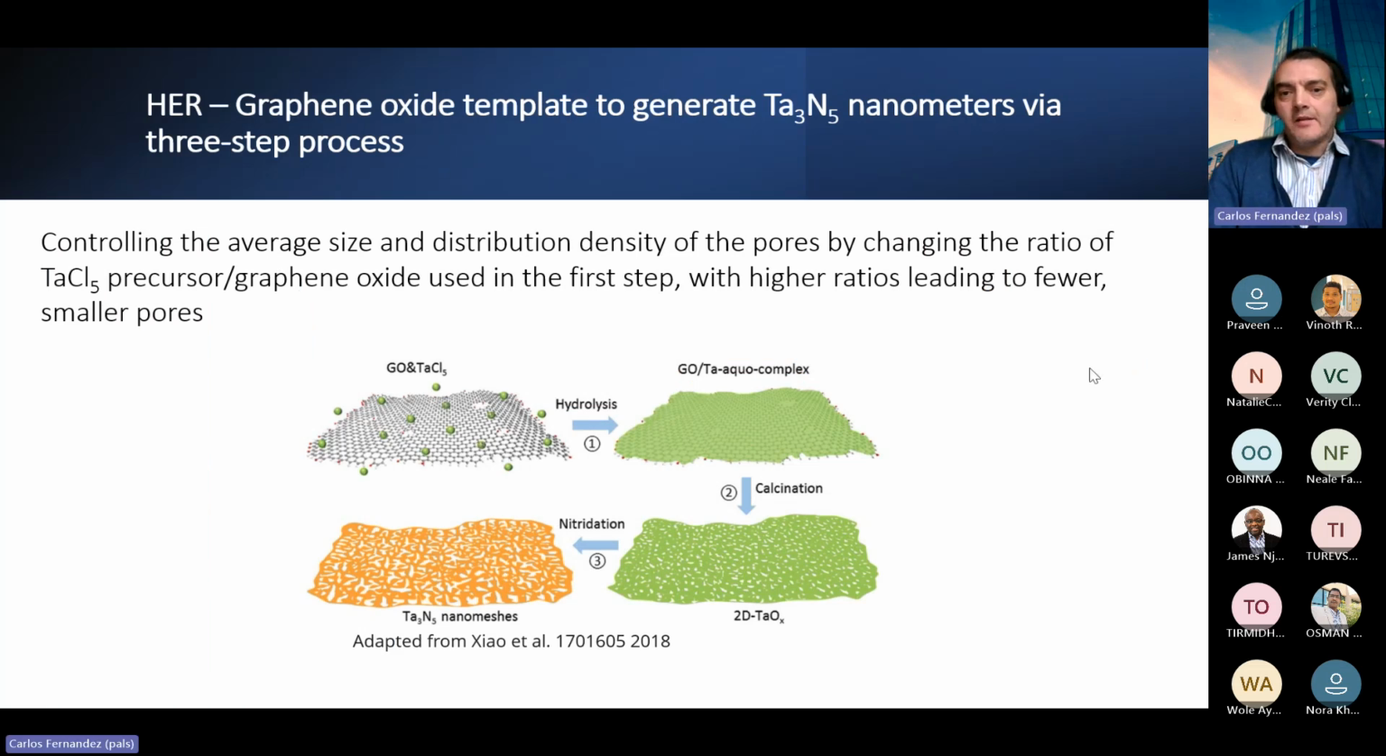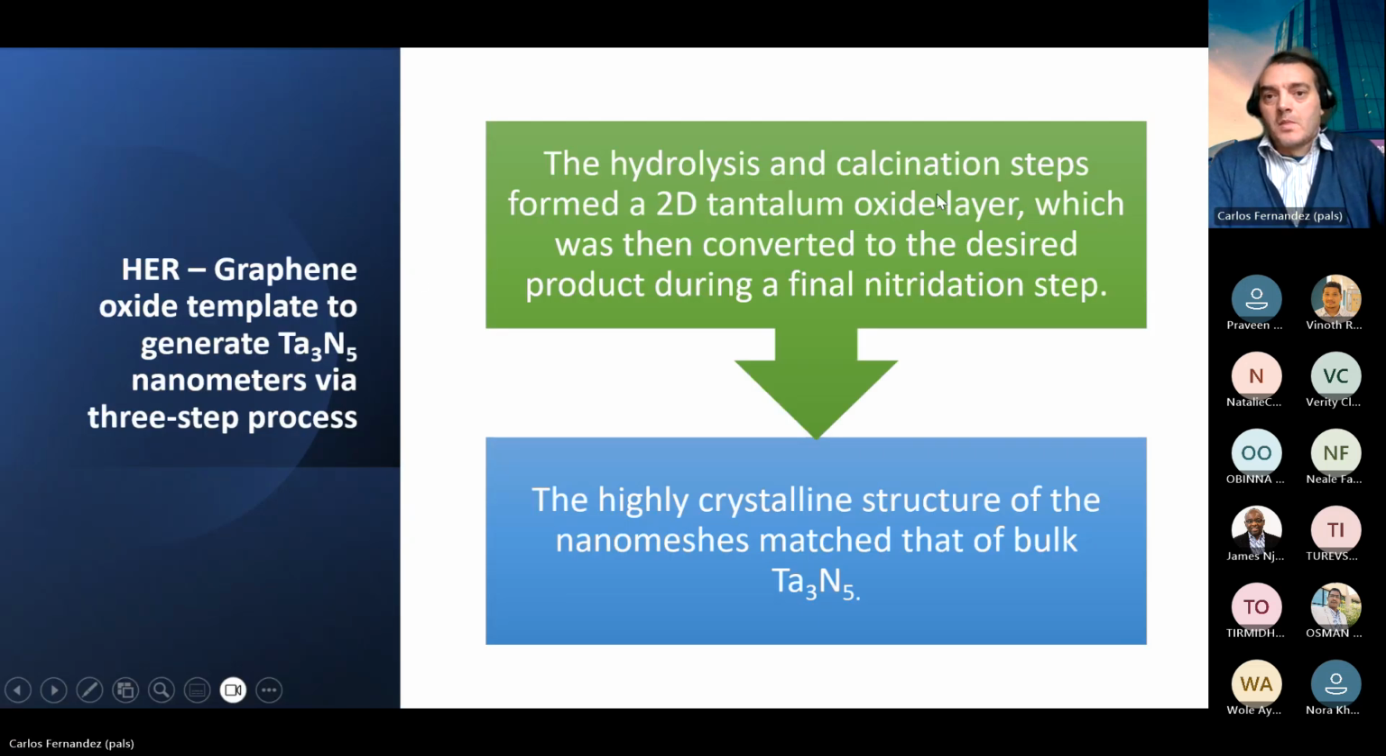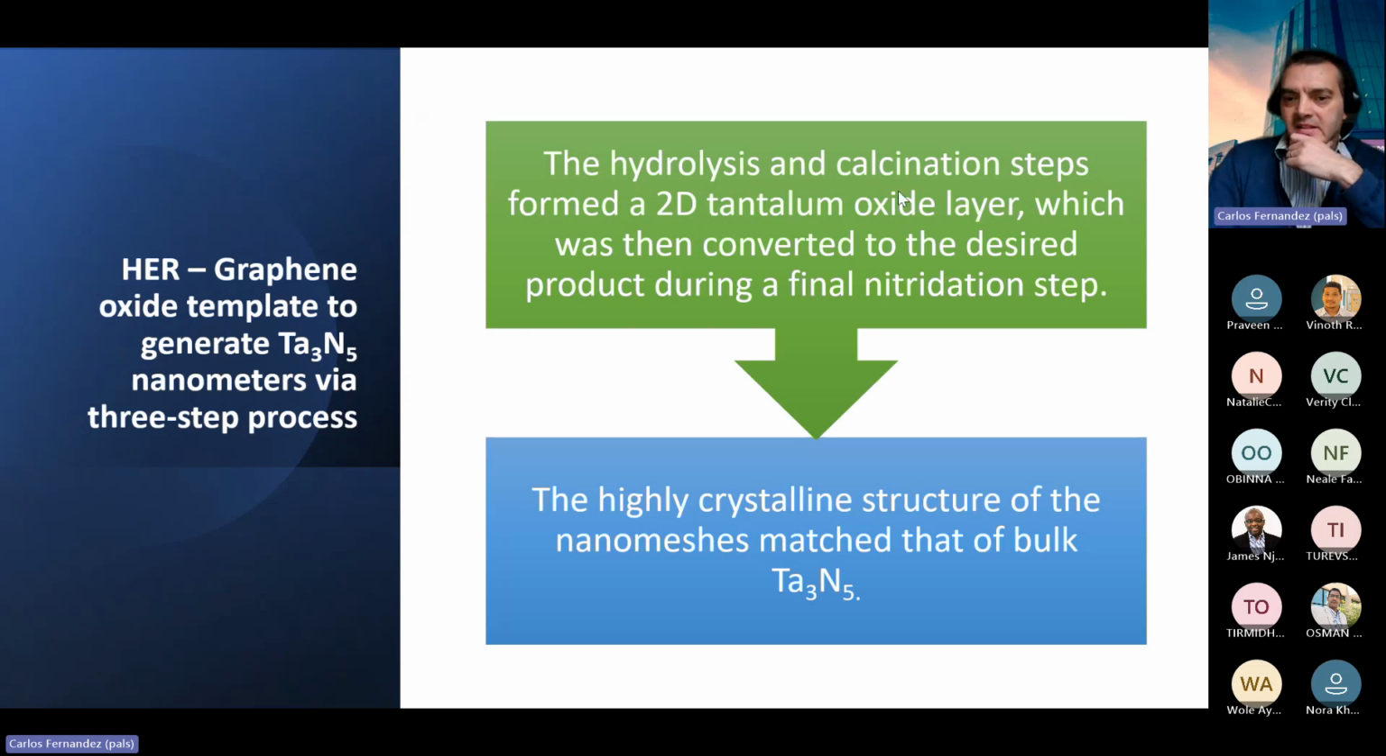Another interesting one uses a graphene oxide template to generate tantalum nitride. This is a three-step system. As you can see, we have the graphene oxide, then hydrolysis, calcination, and nitridation to obtain the nanomeshes. They form a 2D tantalum oxide layer, which is then converted into the desired product during the final nitridation step, and the highly crystalline structure of the nanomeshes matches that of the bulk tantalum nitride. The tantalum, sorry.